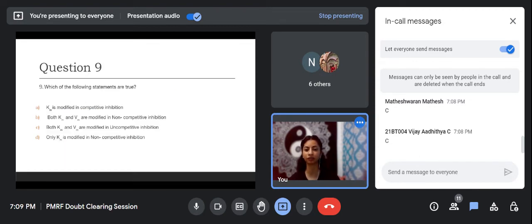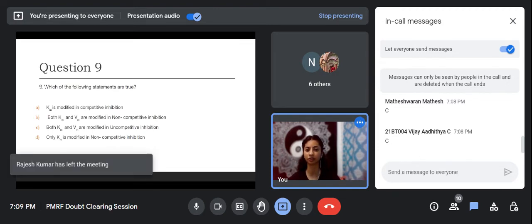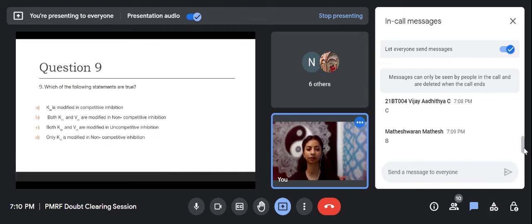Question number 9 is, which of the following statements are true? Km is modified in competitive inhibition. Both Km and Vm are modified in non-competitive inhibition. Both Km and Vm are modified in uncompetitive inhibition, and only Km is modified in non-competitive inhibition. So, what do you think the answer is? C. Okay.